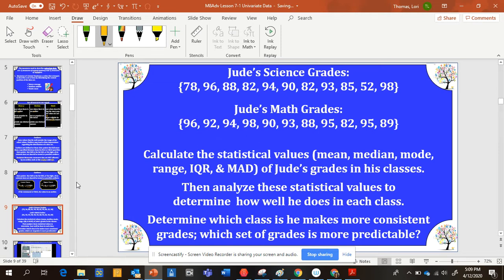Okay, throughout this lesson, we're going to use these two data sets to help explain the centers and the spread of measures of univariate data. So we're going to take a look at Jude's science grades and his math grades. We're going to analyze and get all the statistical values, and we're going to see which does he do better in, and also which class does he have more predictable grades.